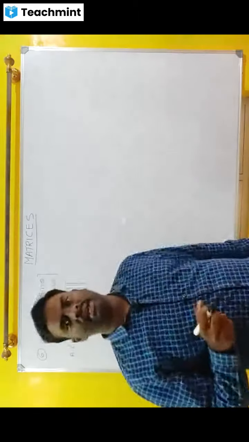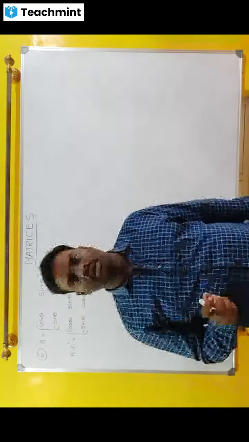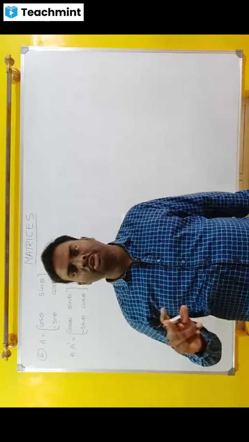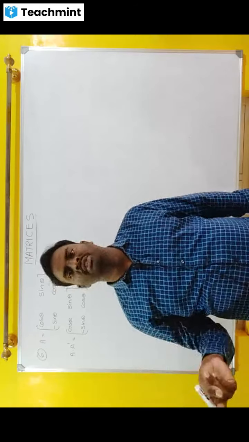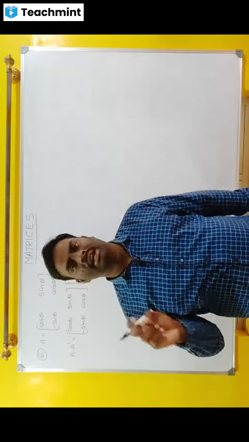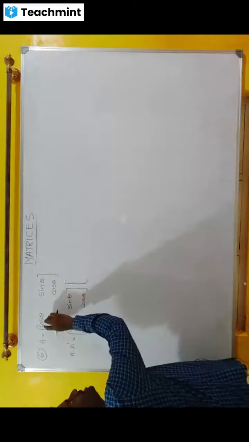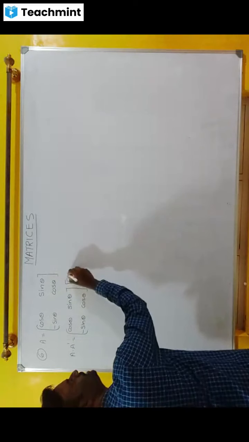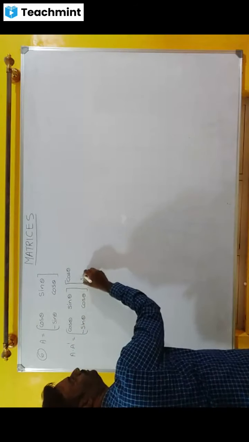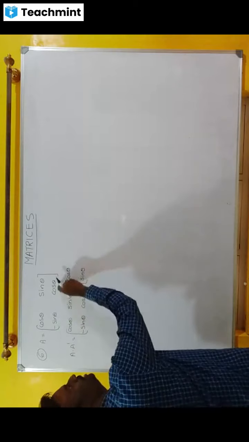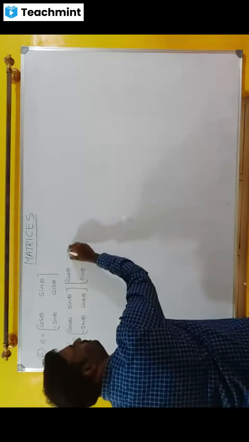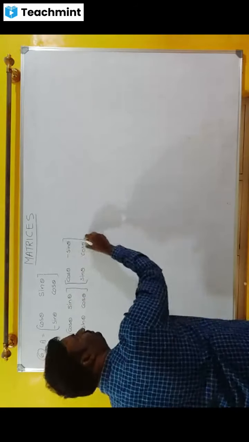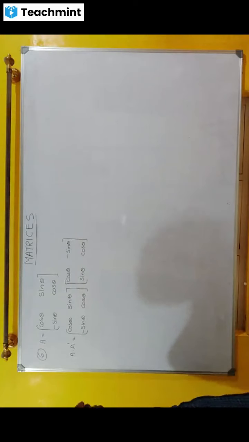Yesterday in the synopsis I explained that A dash is nothing but A transpose. How will you get the transpose? By interchanging rows into columns or columns into rows. That is called transpose. Here, what is the first row? This is the first row, cos theta, sin theta. That row can be interchanged to a column. What is the second row? Minus sin theta, cos theta. It will be changed to a column. This is called A transpose.